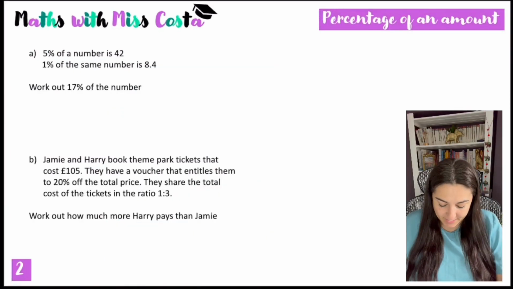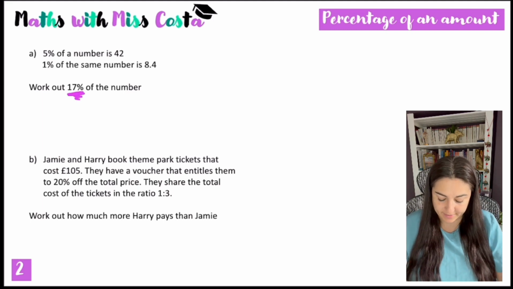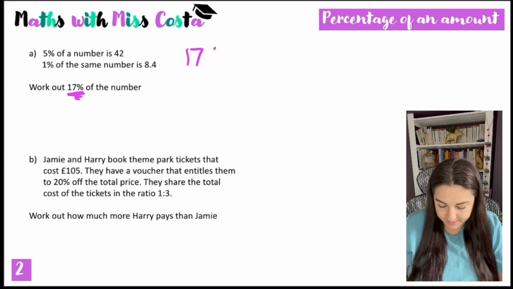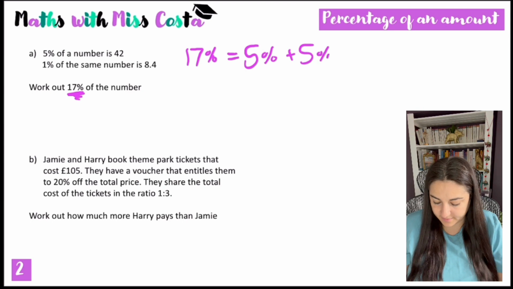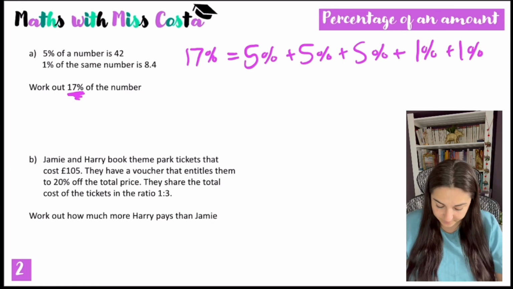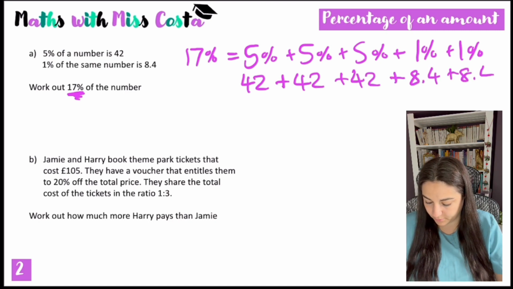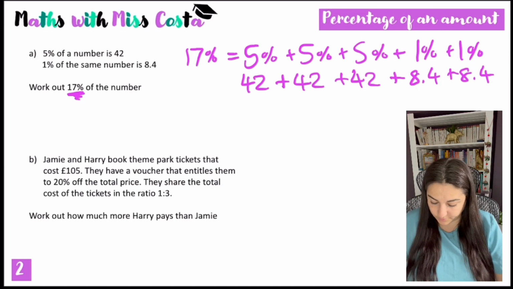Okay, so percentages. I am told here that 5% of a number is 42 and 1% of the same number is 8.4, and I want to work out 17% of that number. Okay, well, how can I create 17% using this? Well, 17% is the same as 5% plus 5% plus 5% plus 1% plus 1%. So that means I already know what 5% is. So that would be 42 plus 42 plus 42 plus 8.4 plus 8.4. So all I have to do really is add all of these up.